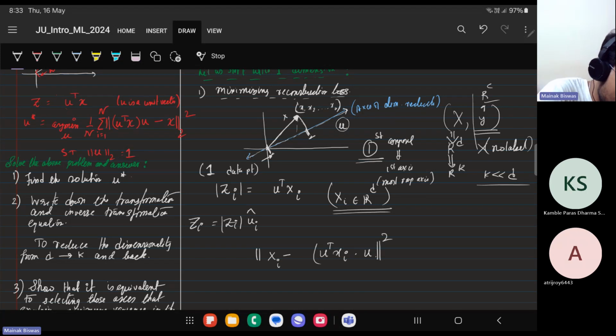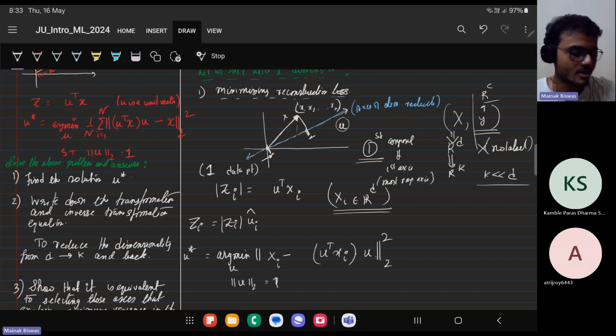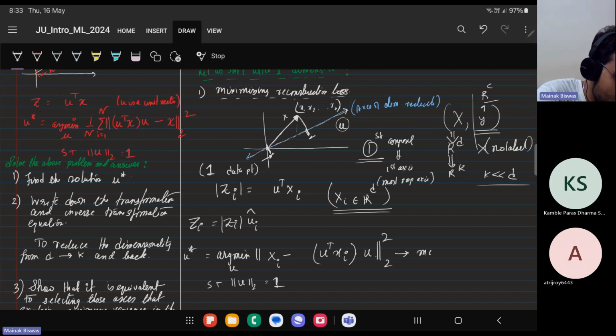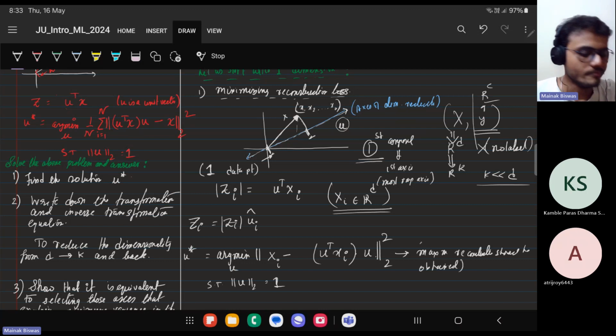This should have the property that argmin over u is your u star, such that the norm is 1. It should have this property, that is, maximum reconstruction should be obtained. Are you following? So this is the reconstructed data, right?